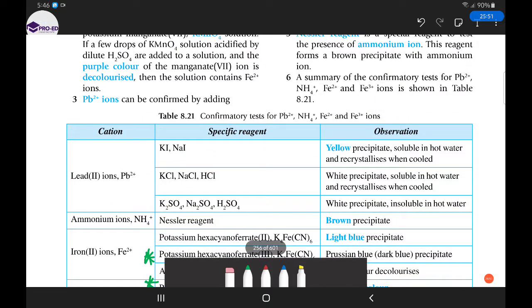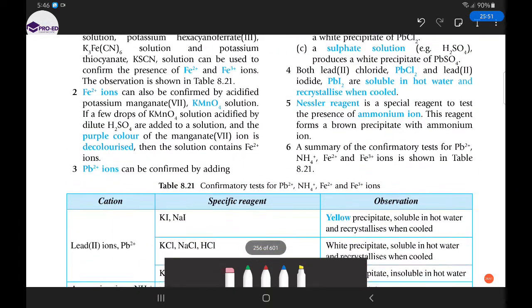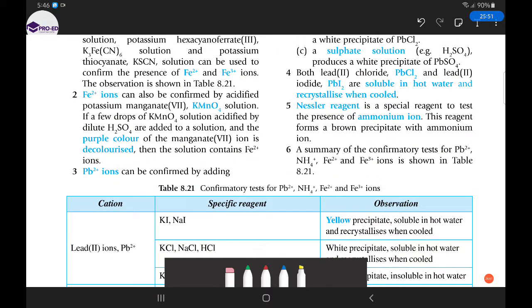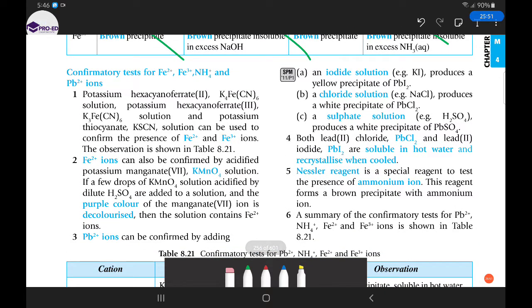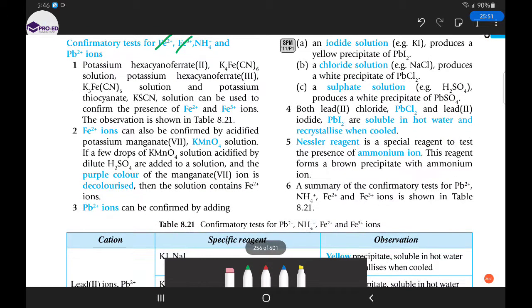Okay, let's move on. Now number 2, they're talking about potassium manganate(VII) solution, acidified. We've already done that, so we go straight to number 3. What about lead ions? Here we will cancel off the ones that we have finalized already. Iron(II) done, iron(III) done. We've confirmed them fully. Okay, let's go to number 3.